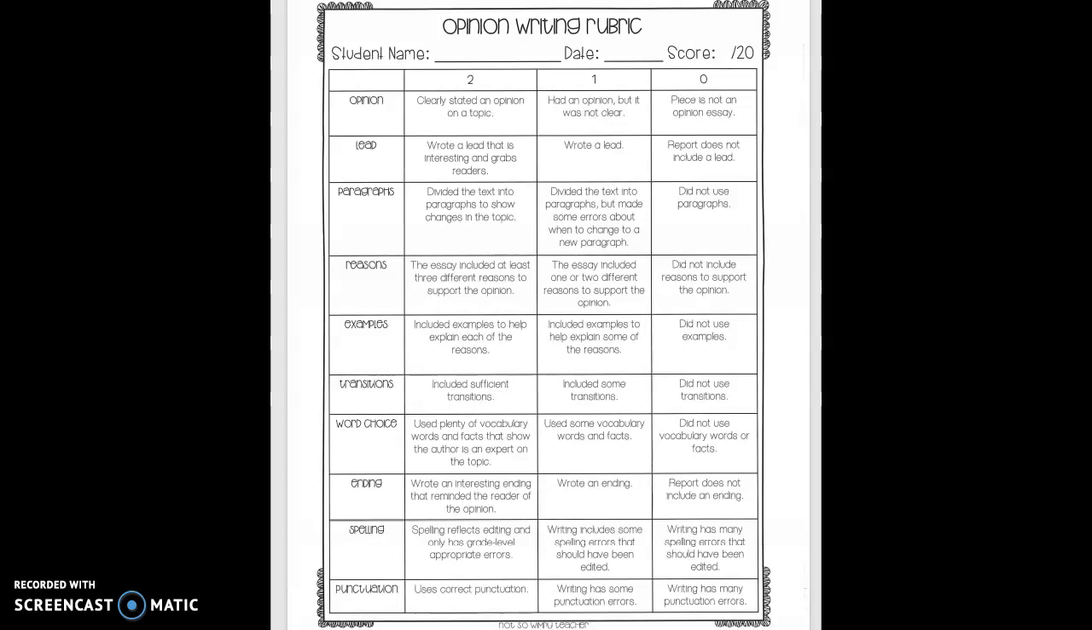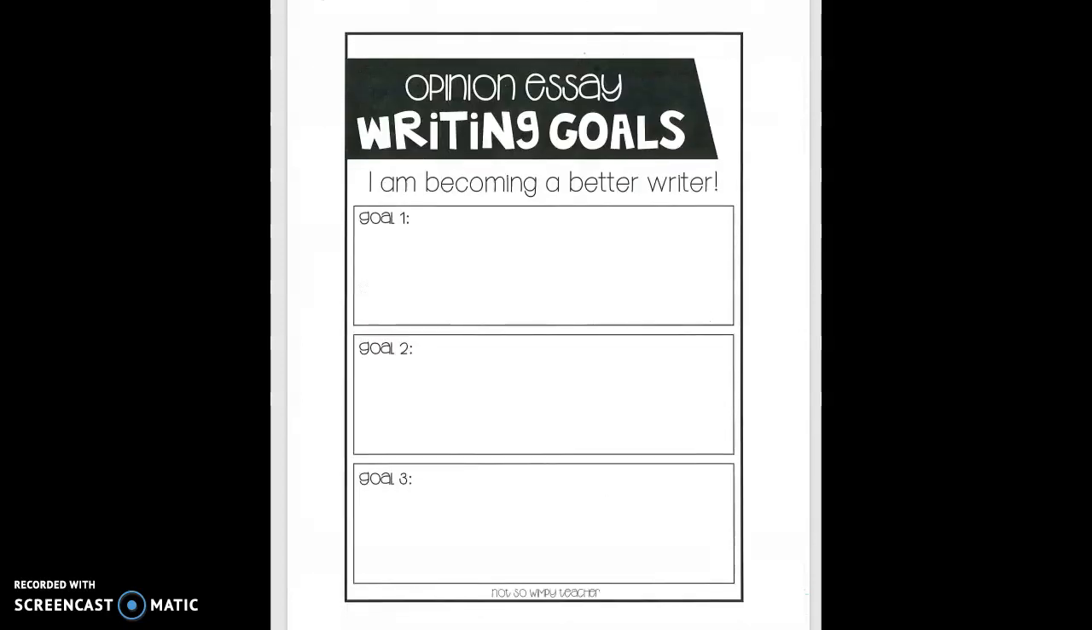Reasons. Your essay or your paper has included at least 3 different reasons to support your opinion. So after you tell your opinion, you have to tell why. And you need at least 3 reasons why you think what you are thinking. Examples. You must include examples to help explain each of the reasons. Transitions, including sufficient transitions. So that would be including transition words in your writing, like first, second, then, next, last.